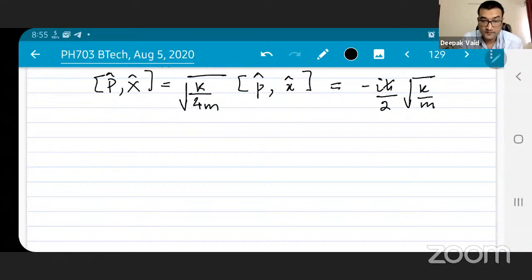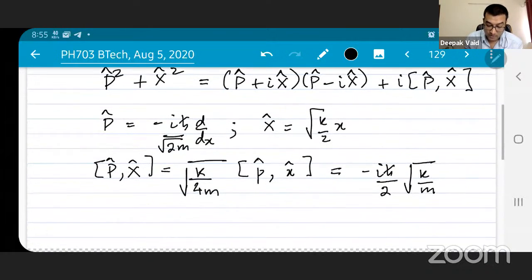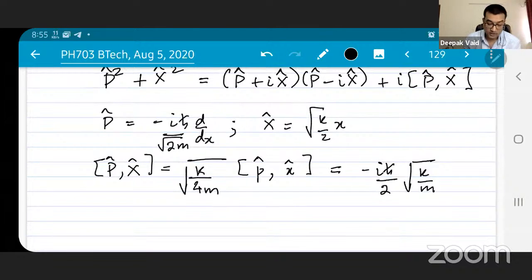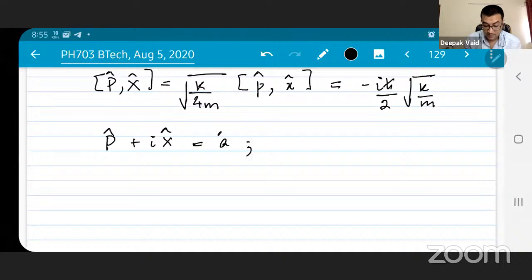So now we need to look at what these operators are. I have P plus iX. I'm going to call this A hat, and I have P minus iX.